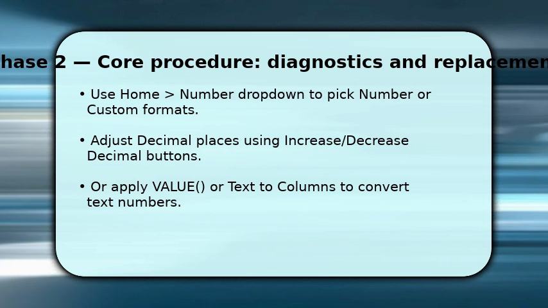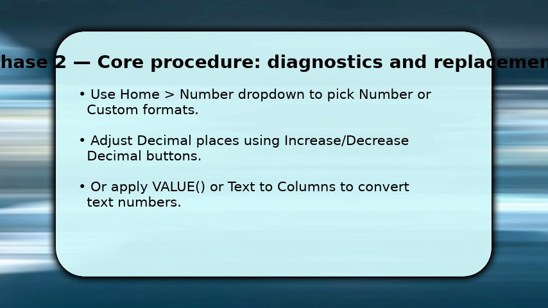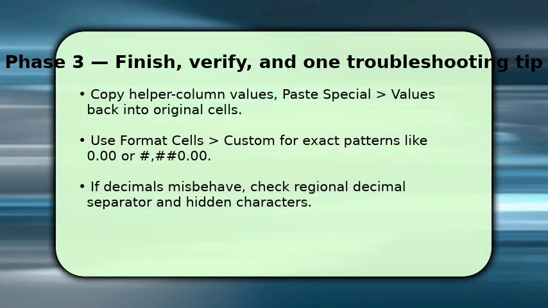If numbers are text, use the VALUE formula in a helper column or run Data Text to Columns to coerce values. Make sure to replace formulas with values afterwards, so your sheet stores real numbers, not formulas or text placeholders. Finally, replace any helper formulas with permanent values.